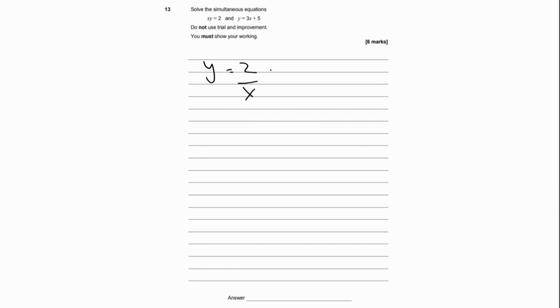Now since y equals 2 over x, you're going to plug this into this equation, so you're going to have 2 over x equals 3x plus 5. Multiply by x on both sides. You're going to get 2 equals x times 3x plus 5. Minus 2 on both sides: 3x squared plus 5x minus 2 equals 0. Let's factorize this.